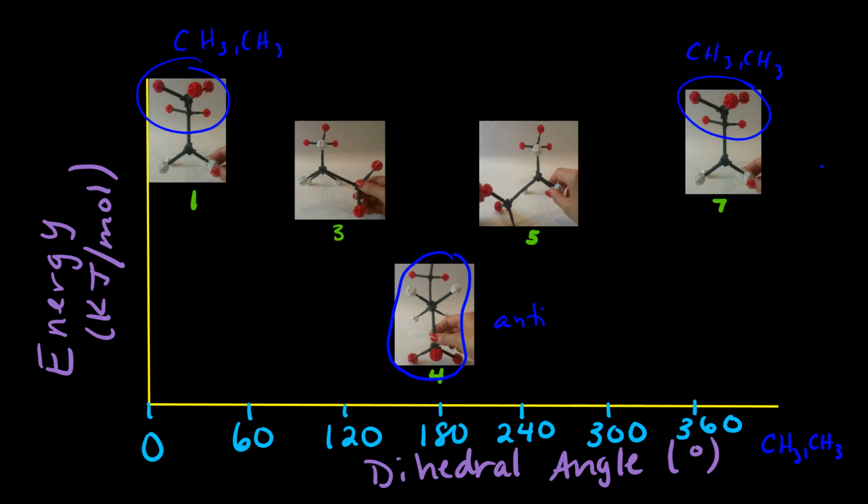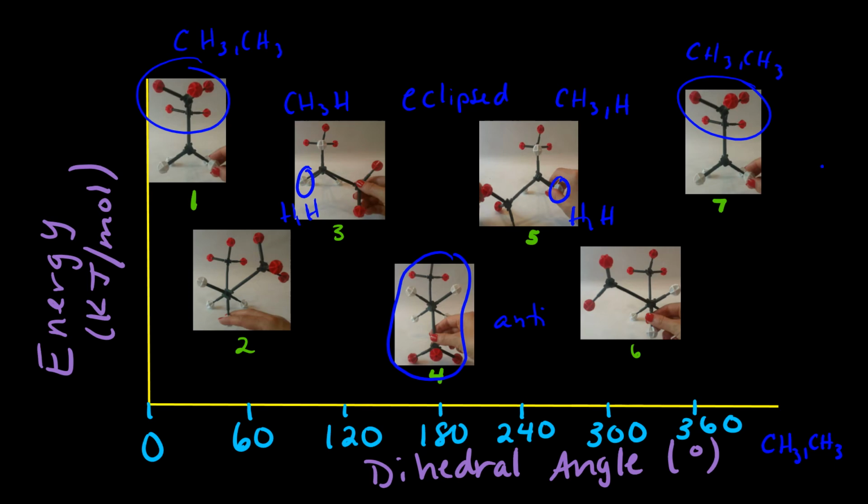Just below the CH3 eclipsed, you have the other two eclipsed conformations, where you have CH3-H eclipsings taking place, as well as H-H eclipsings, of course. And then finally, you have the other staggered conformations that we call gauche, and these are going to be slightly higher in energy than the anti-staggered conformation.